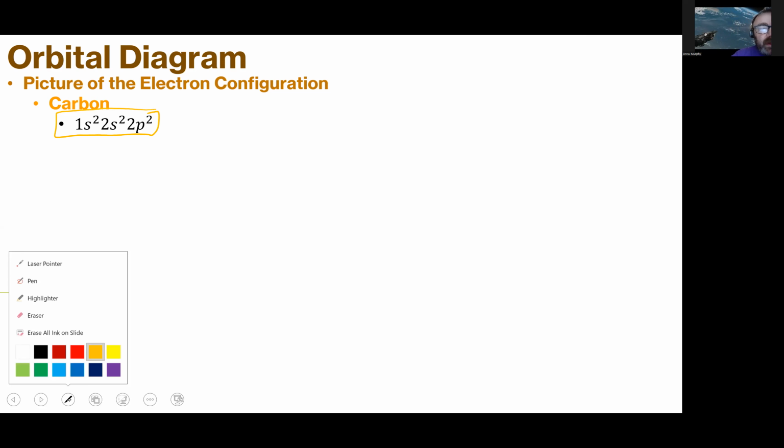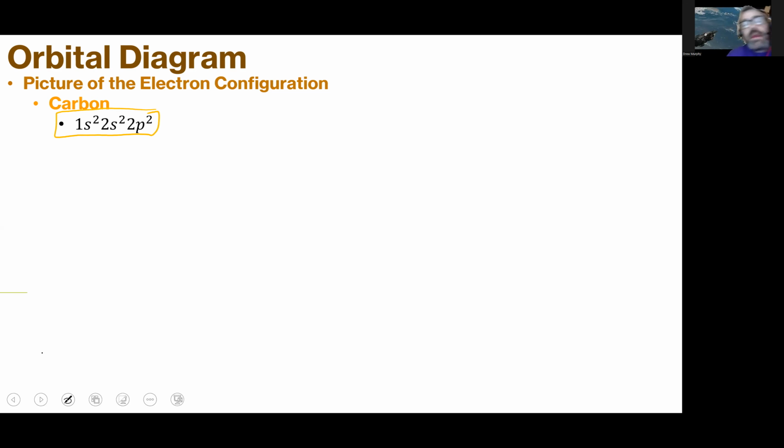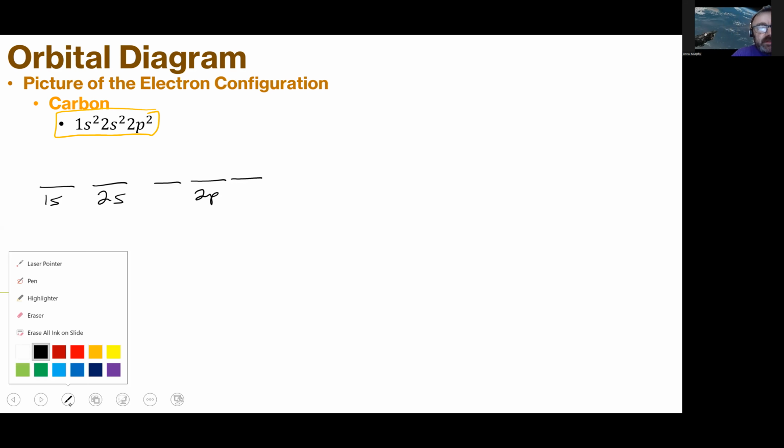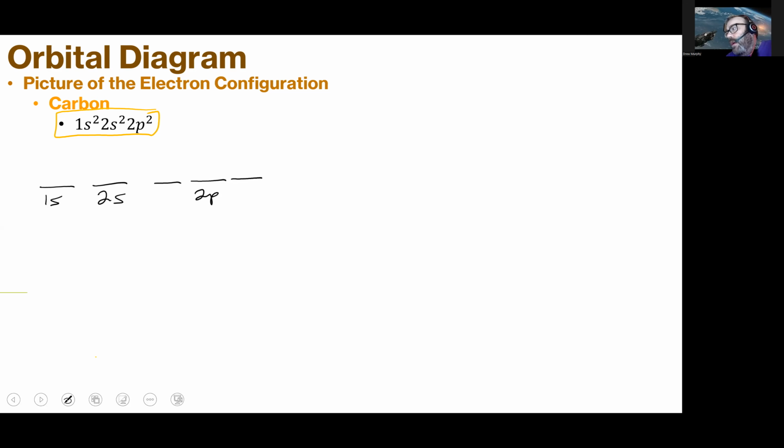How it's drawn, we've seen boxes, we've seen circles, whatever. I do it as lines because it's easier to draw lines. Each line is an orbital, so that would be 1s. That would be 2s. And then there are 3 degenerate 2p orbitals. So all 3 of those are 2p. Our electron configuration tells us how to fill these in. Remember, each orbital pairs the electrons with a plus a half and a minus a half, so they're paired up. So 1s1, 1s2, 2s1, 2s2. Now we get to 2p, and you look here, there's 2 electrons, there's 3 orbitals, there's ways to do this.